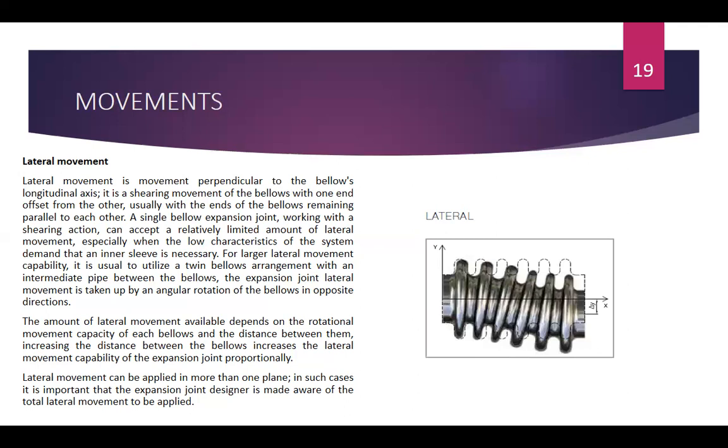The amount of lateral movement available depends on the rotational movement capacity of each bellows and the distance between them. Increasing the distance between the bellows increases the lateral movement capability of the expansion joint proportionately. Lateral movement can be applied in more than one place. In such cases, it is important that the expansion joint designer is made aware of the total lateral movement to be applied. Combination na. Okay?